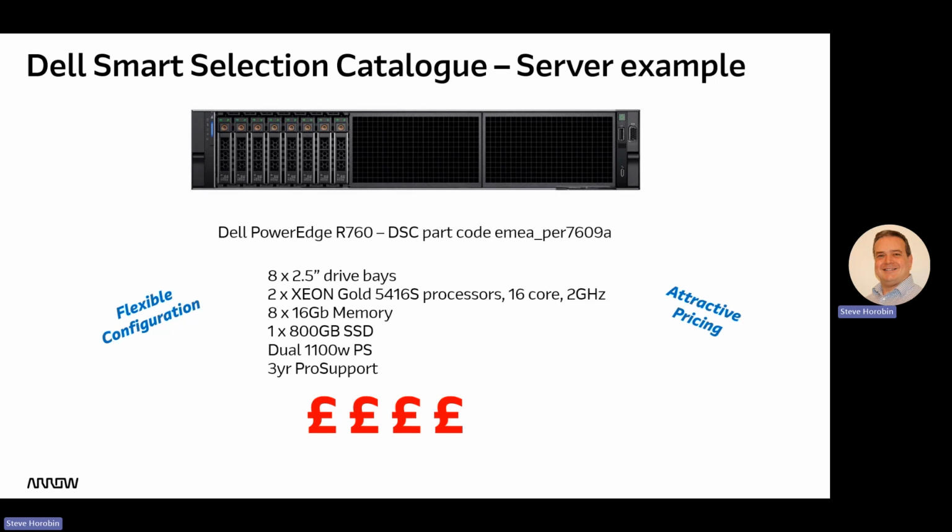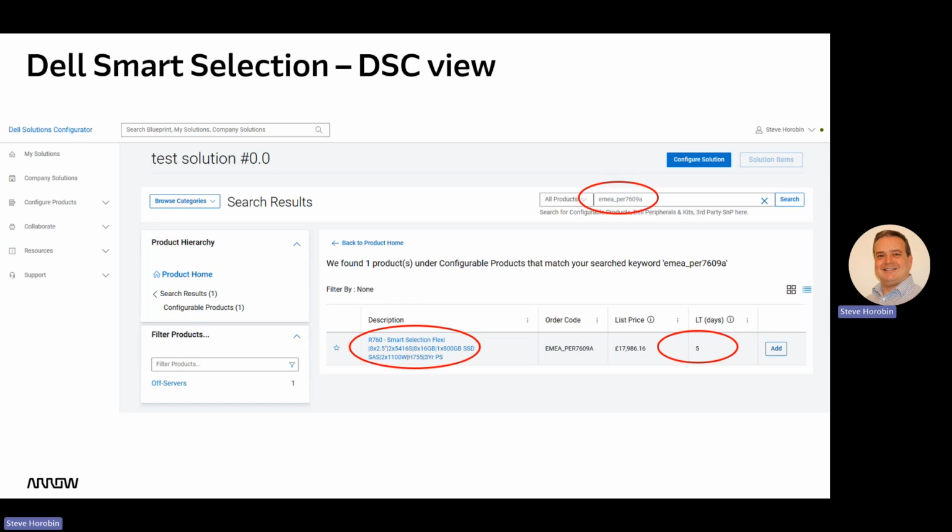So this configuration is the basis that we start from, and we can then make changes to this as we go through the configurator. So if we pull this into the configurator, into DSC, this is the Dell Solution Configurator. In the top right corner, you can see I've put in the code for that server that we had, the EMEA_PER7609A. Click on the search and that comes up with the products below, one product found. I can look at the description quickly and I can see that's the Smart Selection product that I'm looking for.